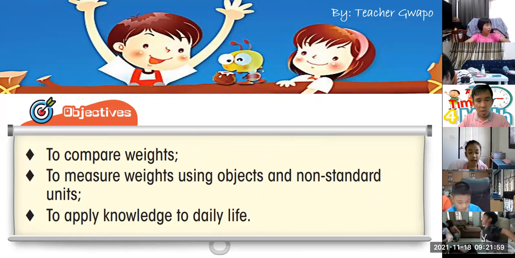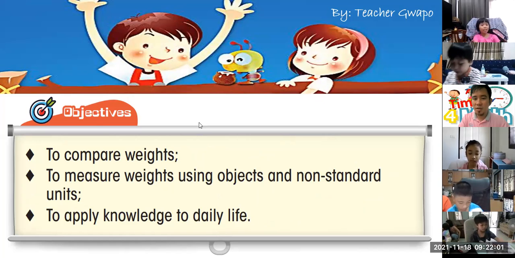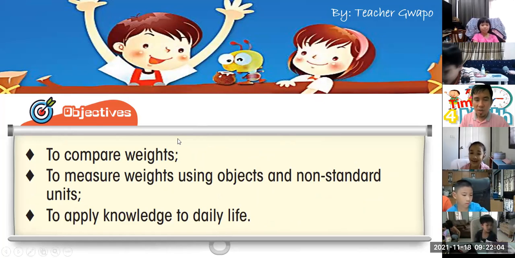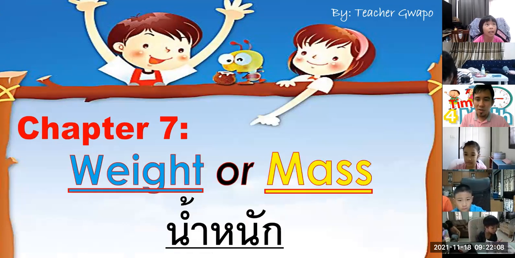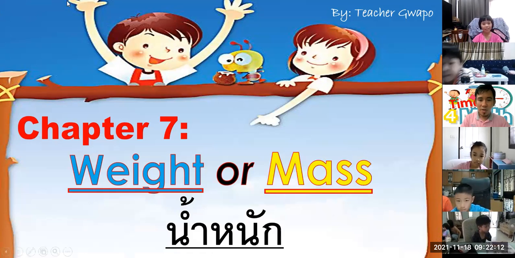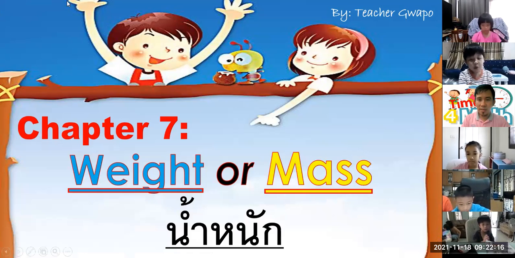These are the objectives that we have. We need to measure the weight using objects and non-standard units, and then we can apply it to our daily lives. Chapter 7, weight or mass. In Thai, we call it namna.